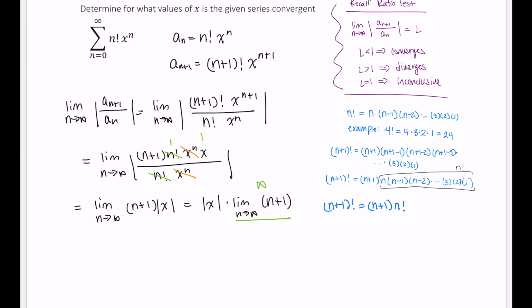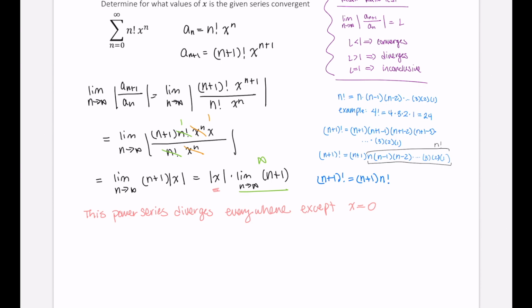So this power series will diverge everywhere except when x equals 0. This power series diverges everywhere except x equals 0. Okay, so what does that tell me? This tells me that my radius of convergence, r, is equal to 0, and the interval of convergence is just a single point of 0. All right, keep calm and calculus on.